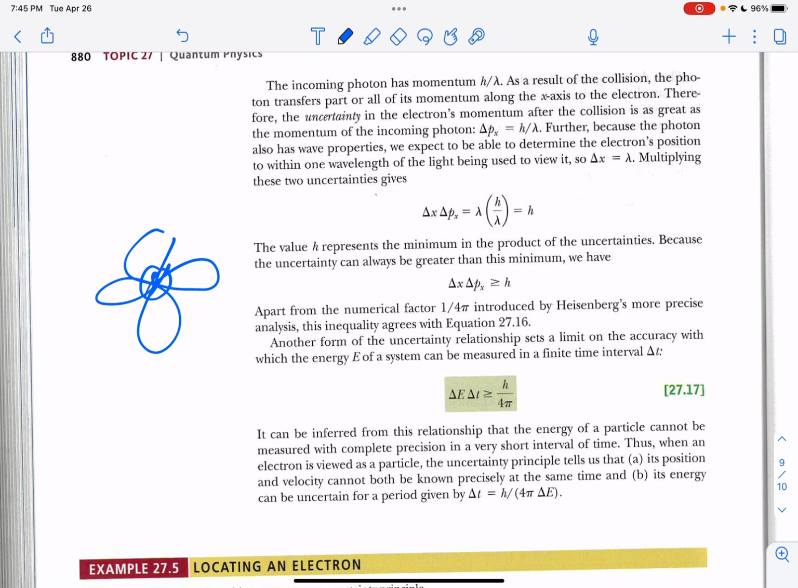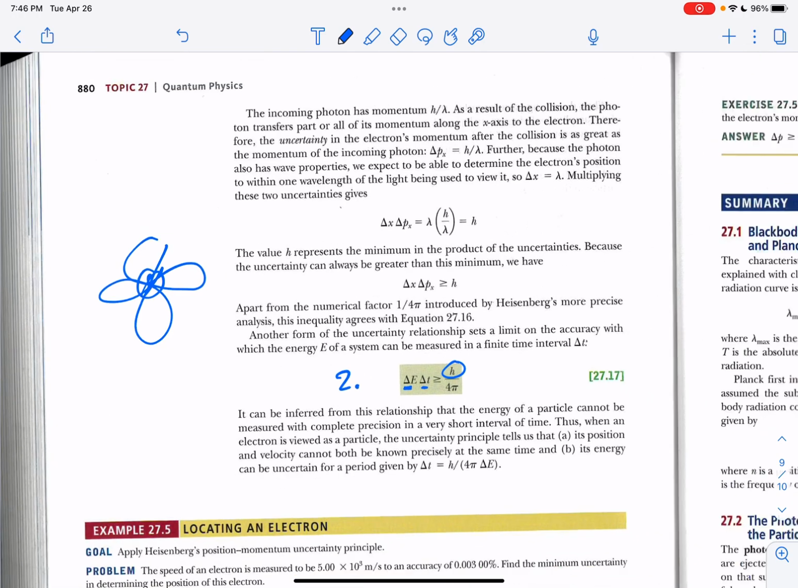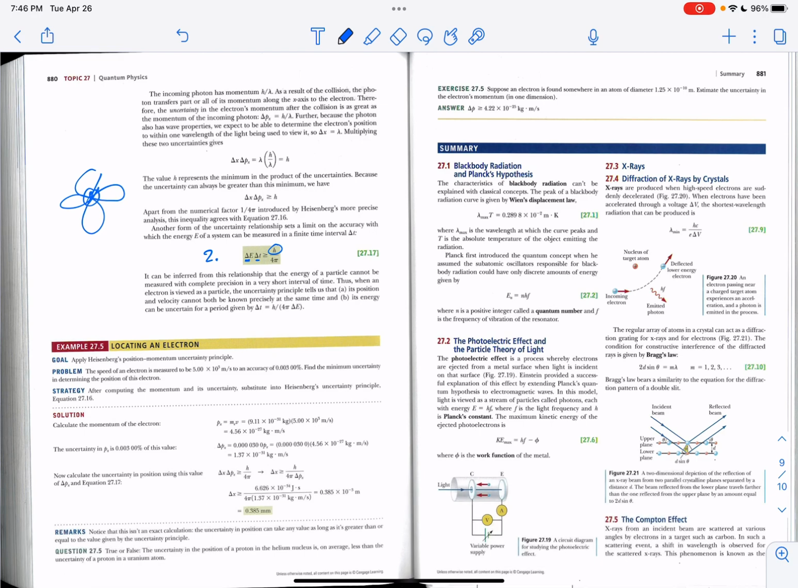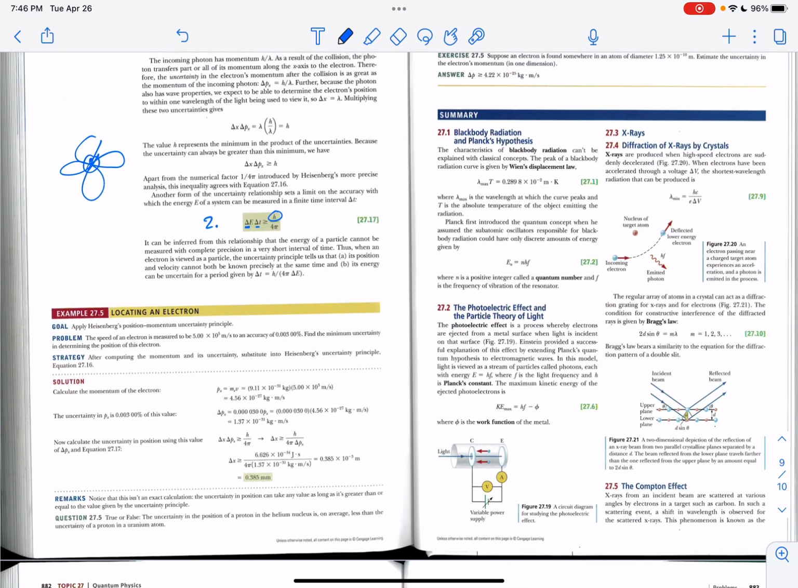Remember that from chemistry? Here's part 2 of the Heisenberg uncertainty principle. And again, it has to do with measuring the amount of energy in a specific amount of time. And of course, anytime you have Planck's constant, 6.67 times 10 to the minus 34th in the numerator, you're going to have very, very, very small values. And that's the Heisenberg uncertainty principle.